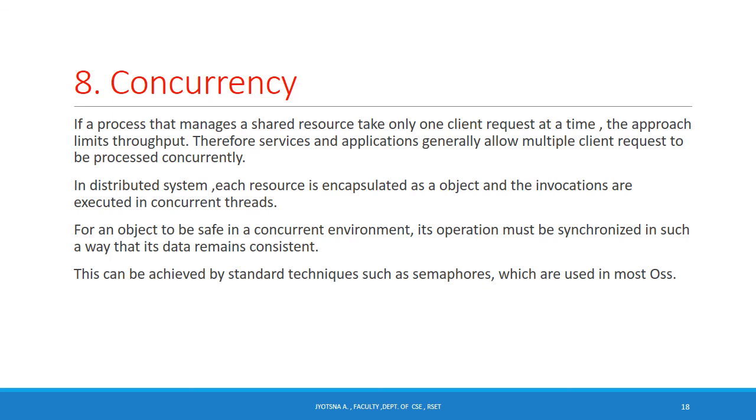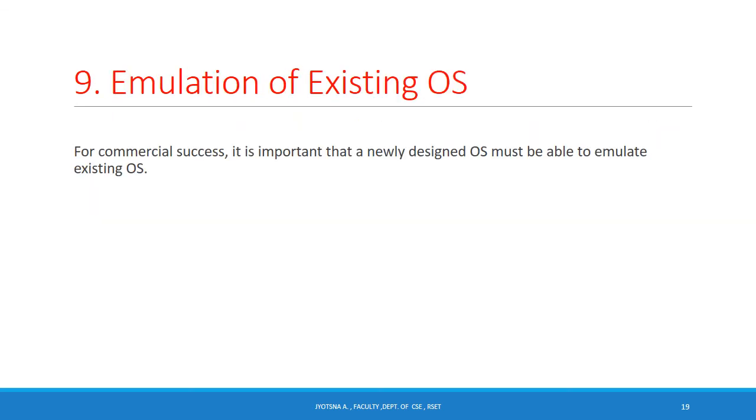The ninth characteristic or design issue of distributed system is emulation of existing operating systems. For commercial success, it is very important that a newly designed operating system must be able to emulate existing operating systems.